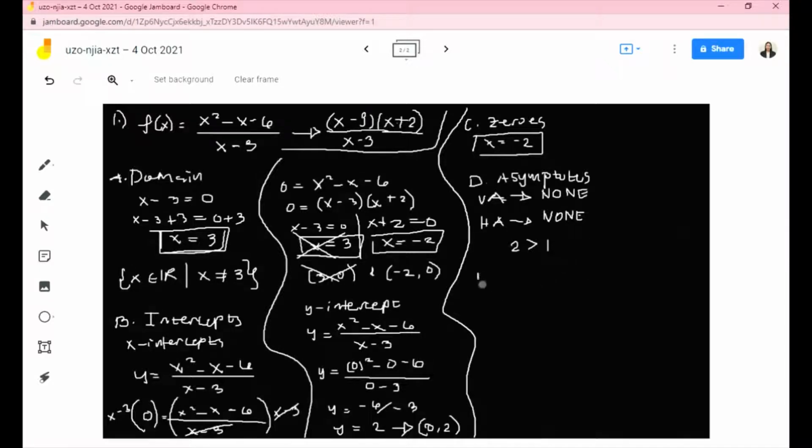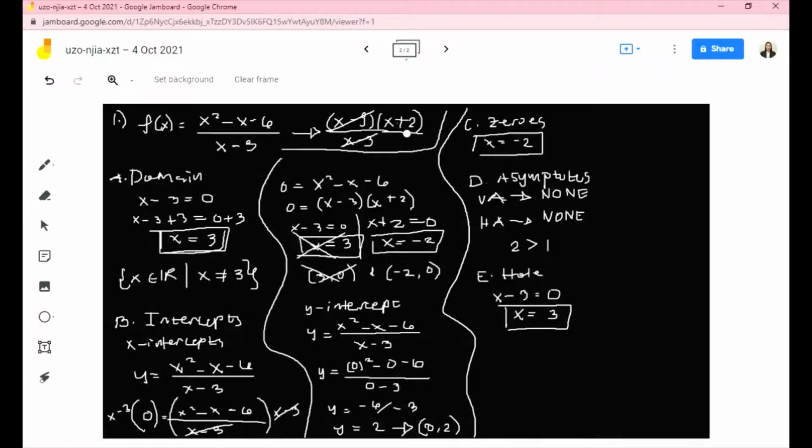Now let's solve for the hole, or the discontinuity. For the hole, we'll see if there is a common factor in the function. In this case, we have x minus 3. So you take out the common factor and equate that to 0. Using the addition property of equality, this will give us the value of x equal to positive 3.